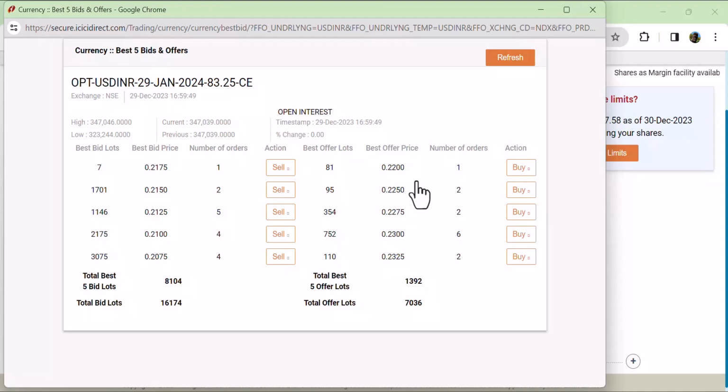Because here, when I place the order, the last order price was say 0.21, and I will get it at 0.220. I may lose only 1 paisa or something like that, isn't it? So we have to see the liquidity, how much time your financial instrument takes to execute. We have to be very careful.